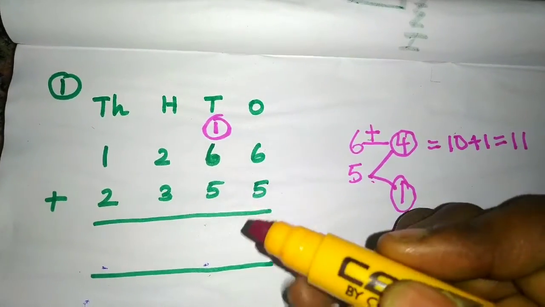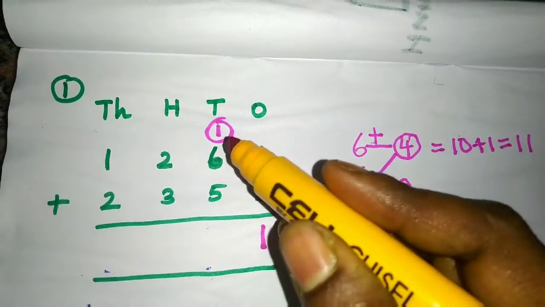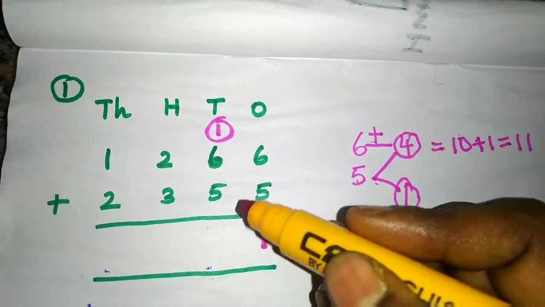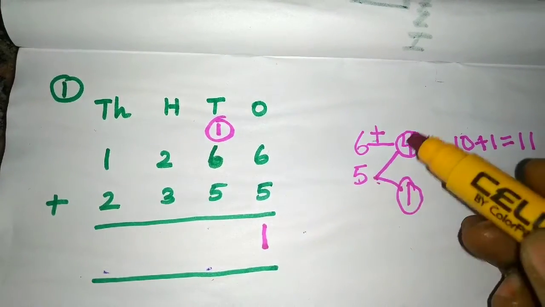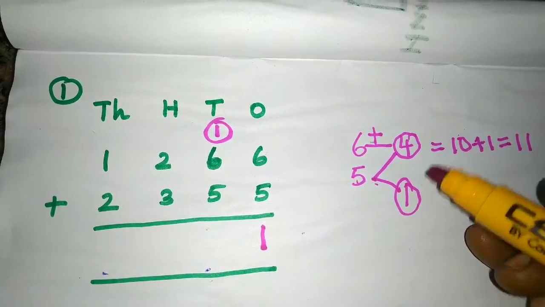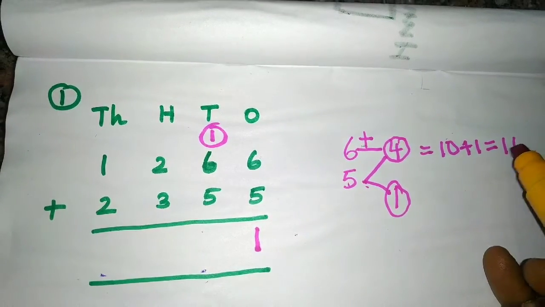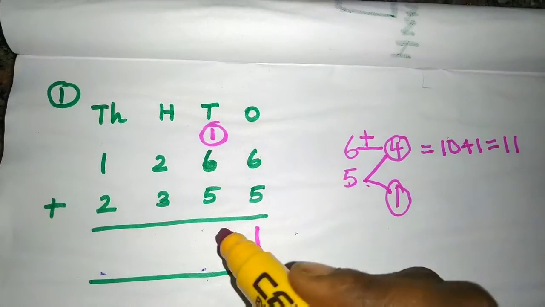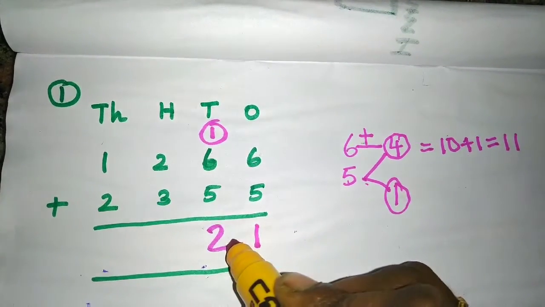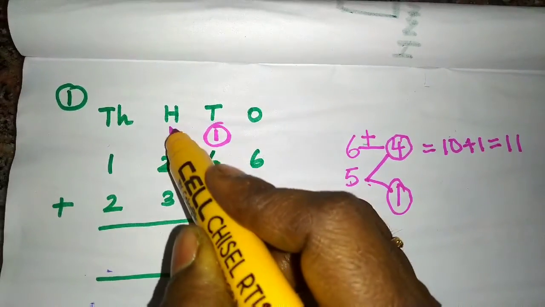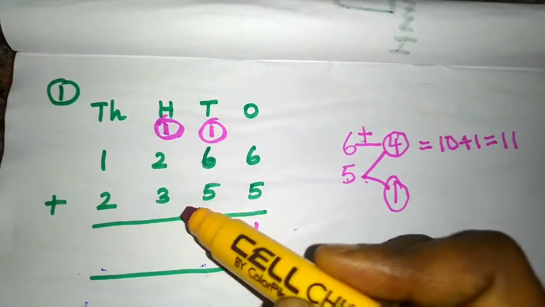Now add the values in tens place. Already we have done 6 and 5 using number bond. 6 and 5 makes 11. So 11 plus carried value 1 tens. So 11 plus 1, 12. In 12, 2 is in tens place and 100 carried to the hundreds place.